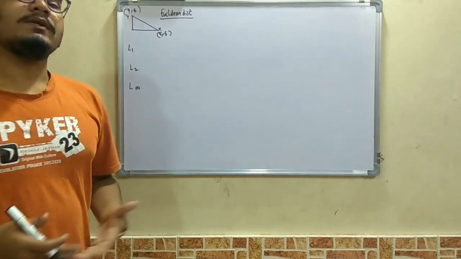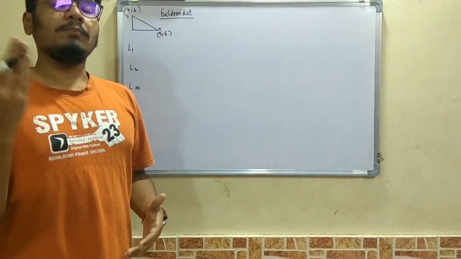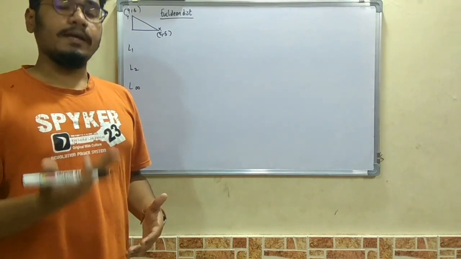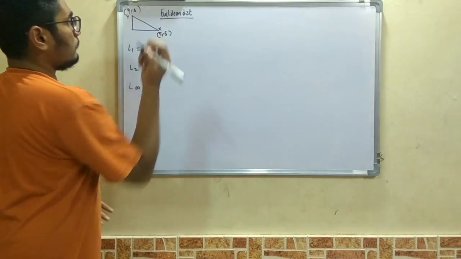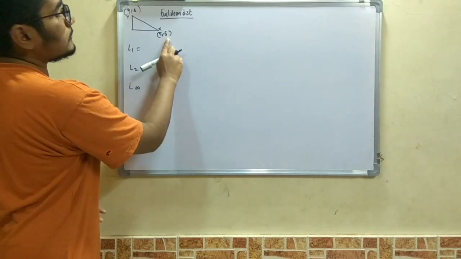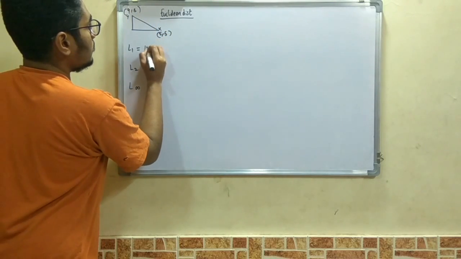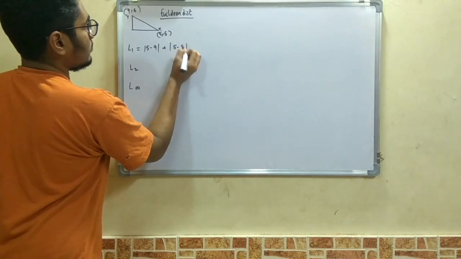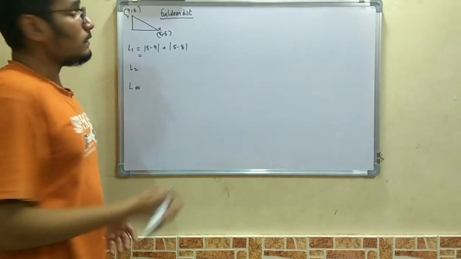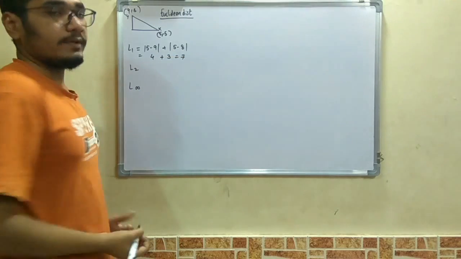So by using the L1 norm, we will calculate mod x1 minus x2 plus mod y1 minus y2. We will solve this like this: this is x1, this is y1, this is x2, this is y2. So it will be mod 5 minus 9 plus mod 5 minus 8, and it will evaluate to 4 plus 3, that is 7.